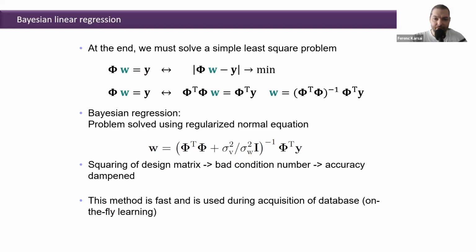Now the problem is, it also involves the squaring of this matrix, or the product of phi transpose times phi. Squaring means we also square the condition number. And the high condition number means worsened accuracy. But solving this by LU factorization is a fast method. So solving this equation in this way, this is what we employ during training data acquisition, where we have to do many fittings.